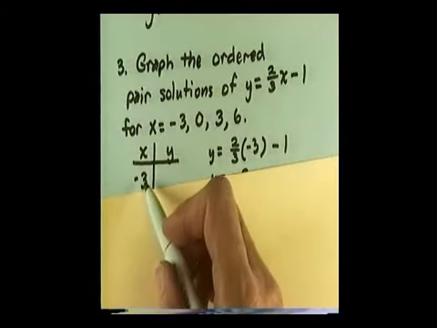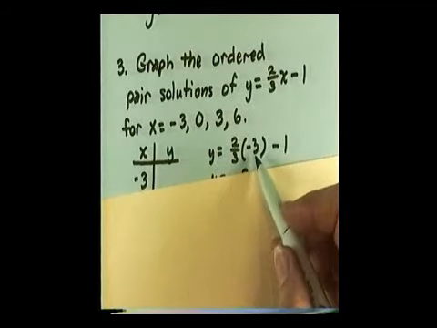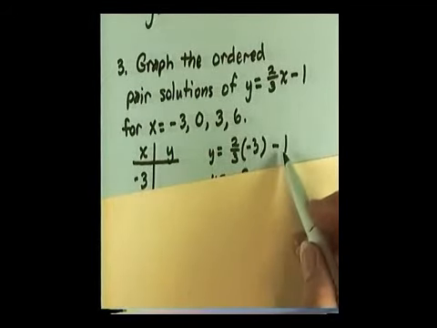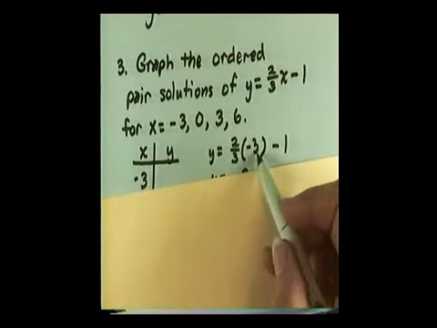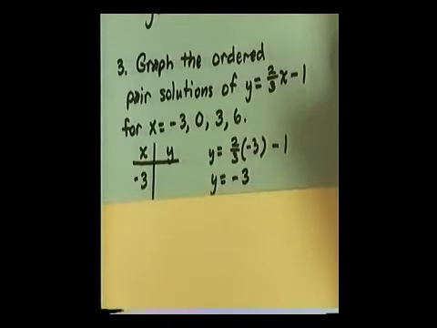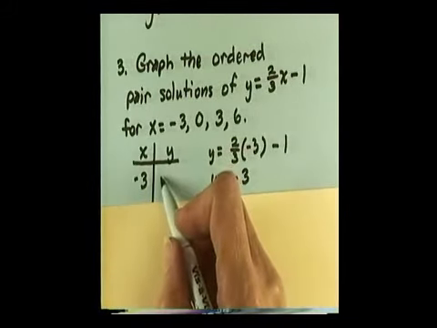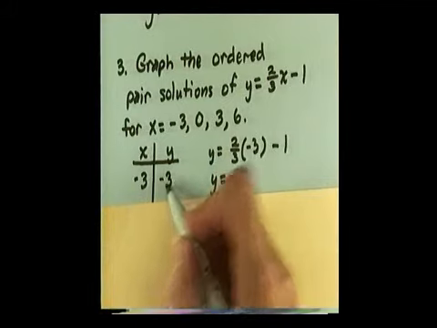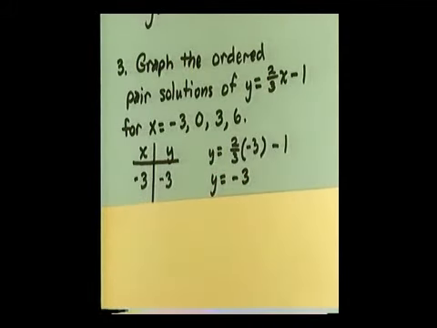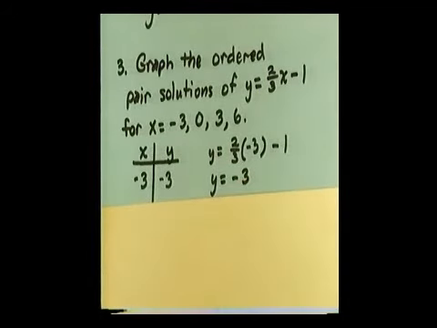So for the x value of negative 3, we work out y is equal to 2/3 times negative 3 subtract 1. Well, 2/3 times negative 3 is negative 6 over 3, which is negative 2, and negative 2 subtract 1 is negative 3. So the y value is negative 3. That's a bit unusual to have both the x and y values match, but as you see, it happened this time, and every once in a while it does.